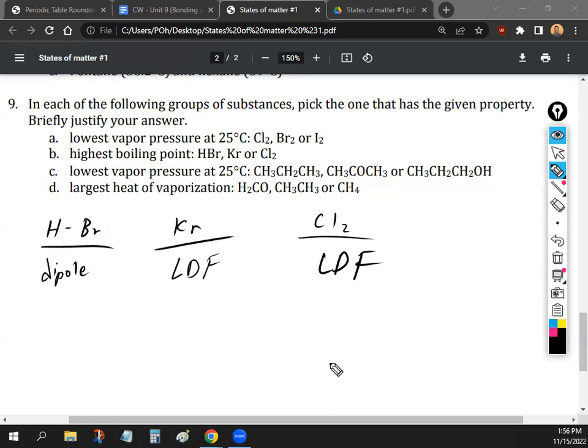Out of three, very easy. Which one is the hardest to break apart? Yeah, the dipole one, which is HBr. So HBr will have the highest boiling point.